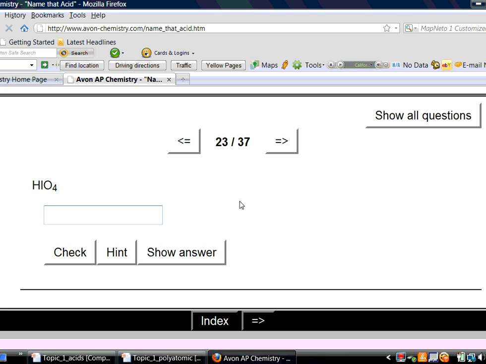HIO4, try to name that. Okay, this is our first example of having an acid with more oxygen than the polyatomic, and we have periodate. Well, the good news is, since we have an oxygen, we're not going to use hydro, but we will keep the per intact. So we should call this, and it ends in ate, so we're going to call it periodic acid.